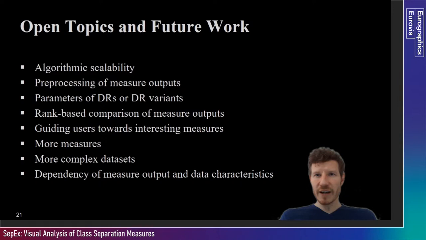An interesting variant of the approach may be to put a stronger focus on the rank-based comparison of measure outputs. Measure of rank violations may also build the basis for visual guidance towards interesting measures. Closely related is the planned extension of the approach for more complex datasets and the question which observations can be generalized. Finally, dependencies of the measure output on data characteristics form a subject to future work.